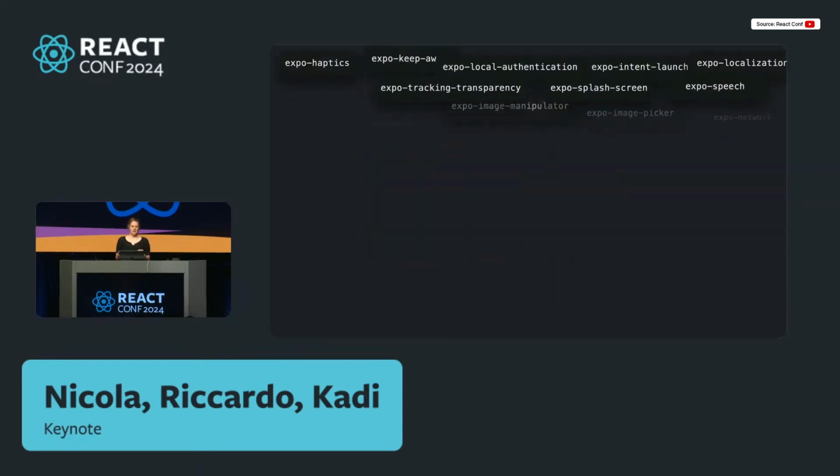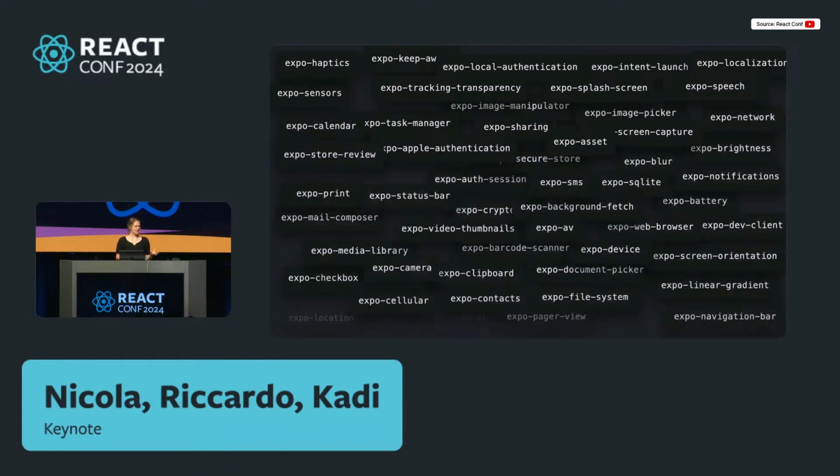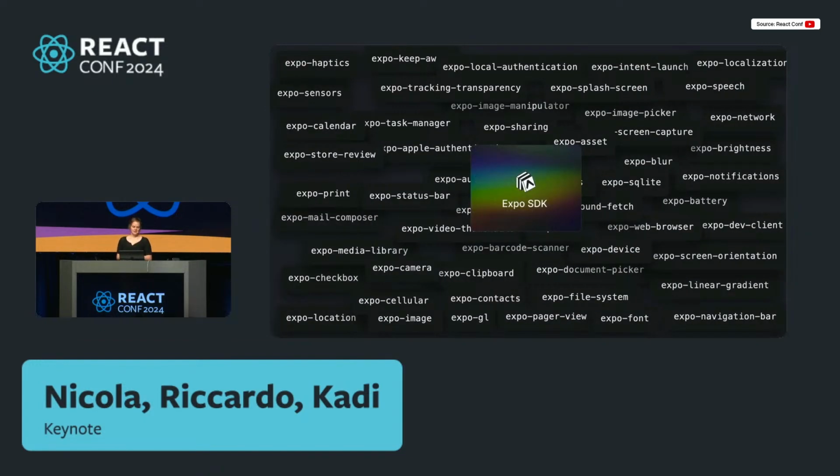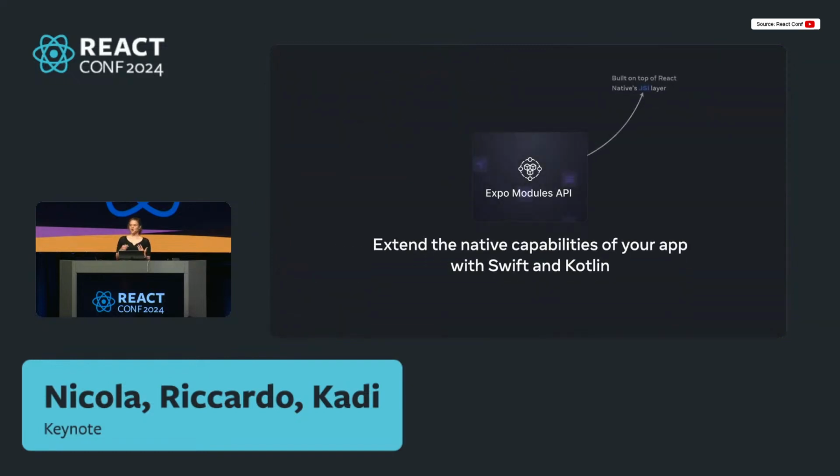So with these and other React Native modules readily available, you're likely to find an existing library that suits your needs. But if you don't, and you need to write some native code yourself, you'll probably want to use the Expo Modules API, which is built on top of the React Native JSI layer.